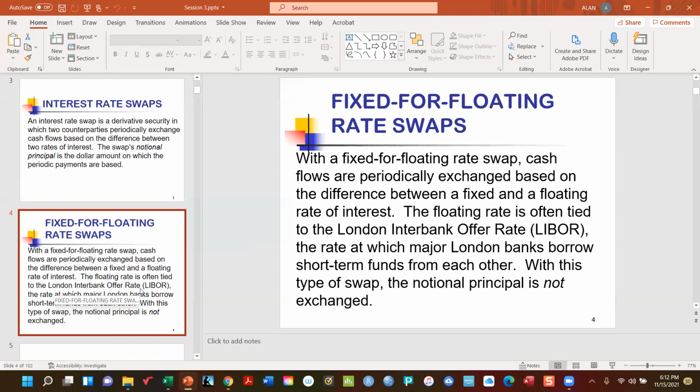And so what's happening is that we choose a fixed rate of interest and a floating rate. And the floating rate until recently would have been tied to LIBOR. And that is the rate at which the major London banks borrow short-term funds from each other. Now, I'm not sure if LIBOR is going to completely disappear, but it's not going to be used in derivatives contracts for long because of the scandal with the banks that were manipulating it to try to make profits at the expense of their clients.